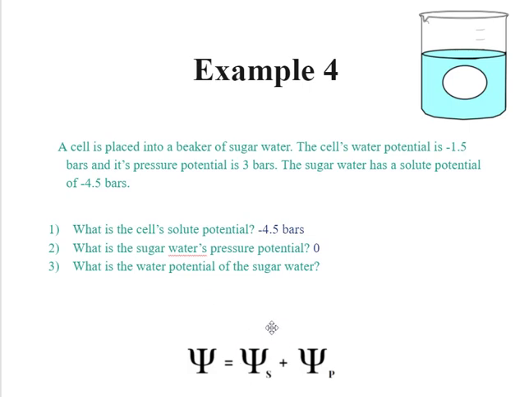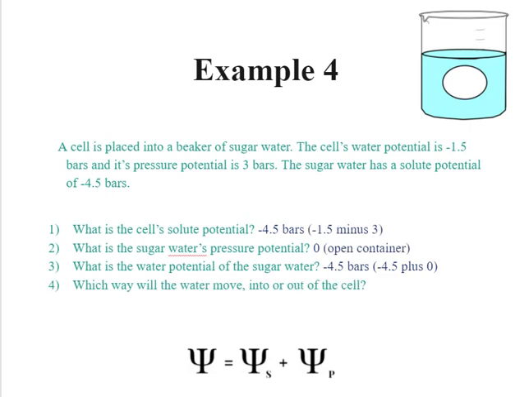Okay, what is the water potential of the sugar water now? Water potential is the solute plus the pressure. Well, our solute, it tells us, is negative 4.5. We just figured out that the pressure is 0. So negative 4.5 plus 0 is negative 4.5 bars.